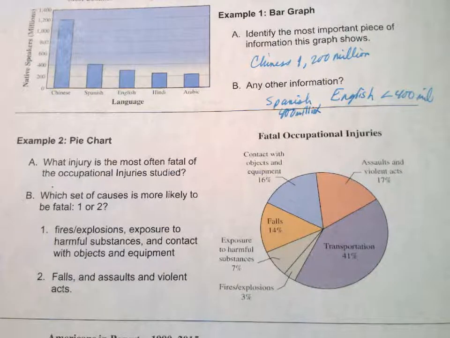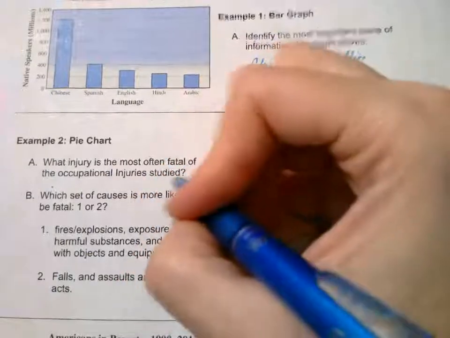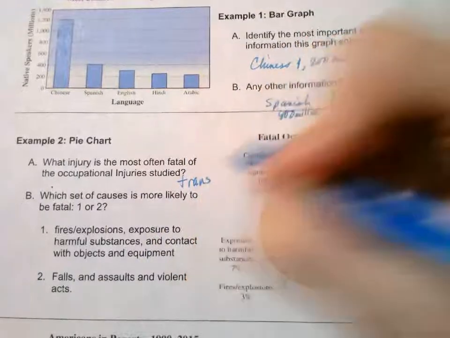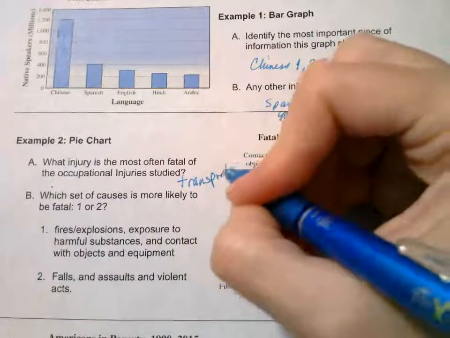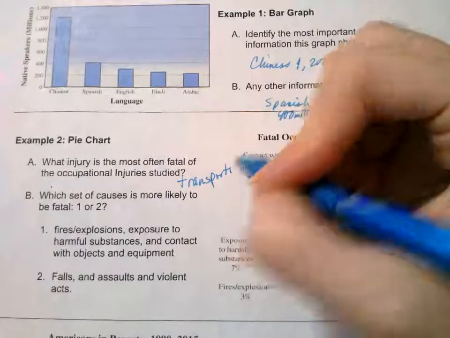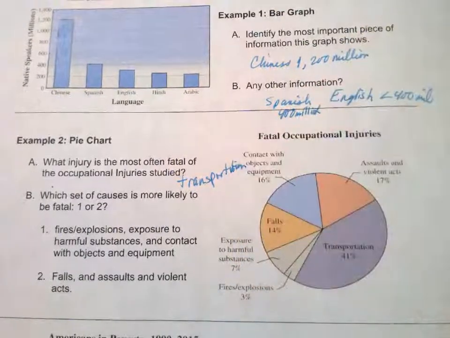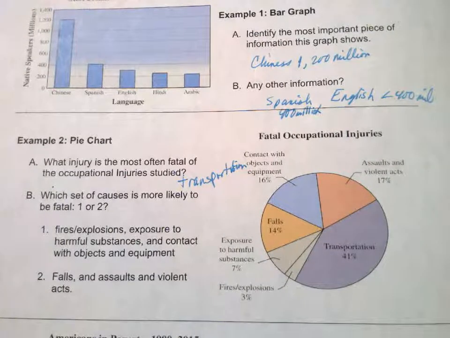Most fatal. So it looks like more people have a problem getting to work or driving a truck. Apparently, something involving transportation seems to be the issue. That's interesting. Which set of causes is more likely to be fatal? One or two? Let's see.